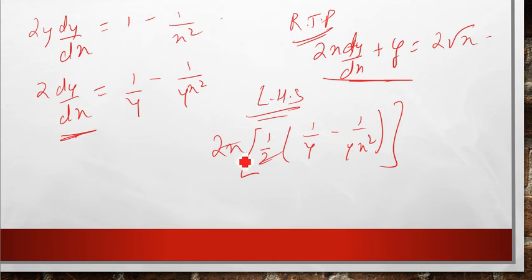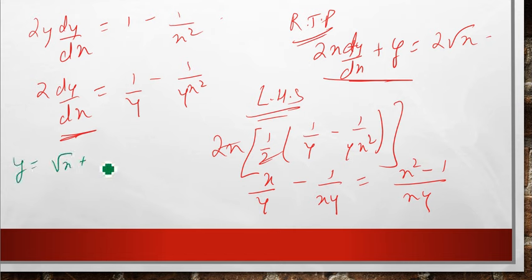So what will we get? 2 2 cancel, so x by y minus x, this x will go, so 1 by xy equal to x square minus 1 divided by xy. I am taking the LCM. Now what will be the value? What is y? y is equal to root x plus 1 by root x. So if you put that value, let me simplify this. So root x, so this is x plus 1.